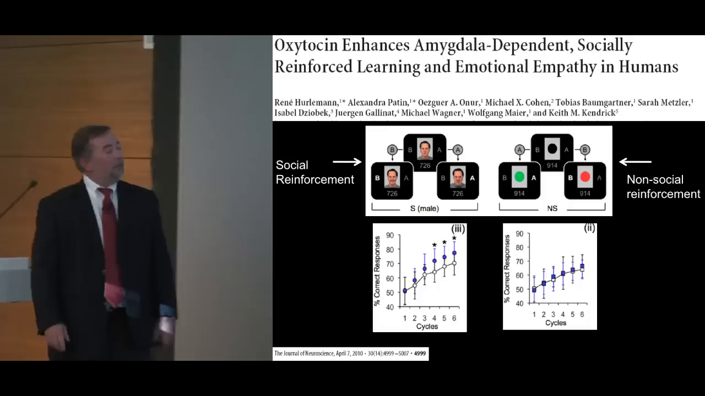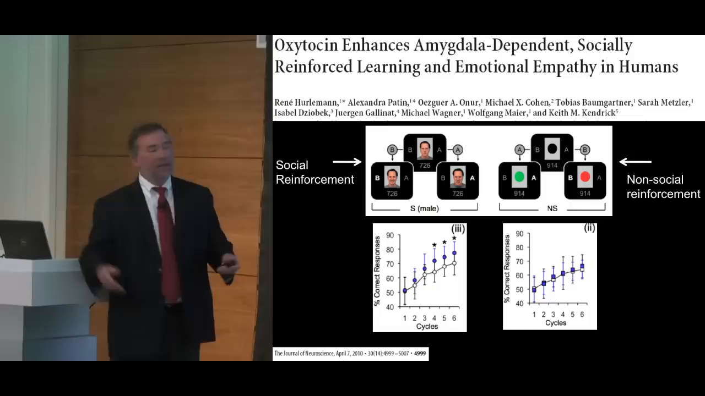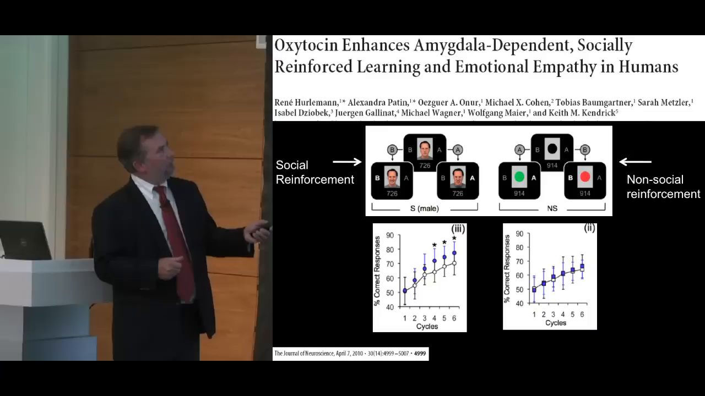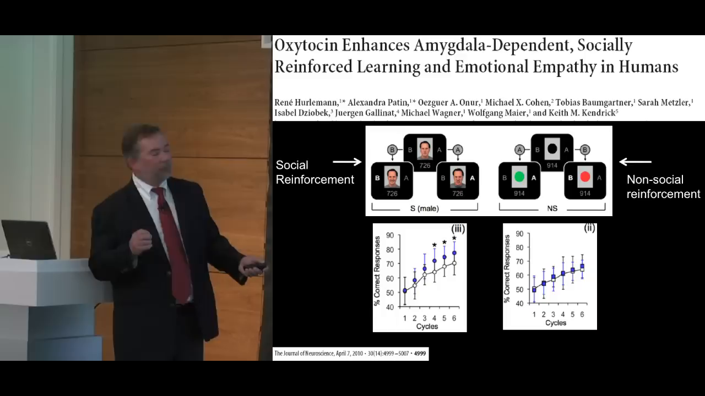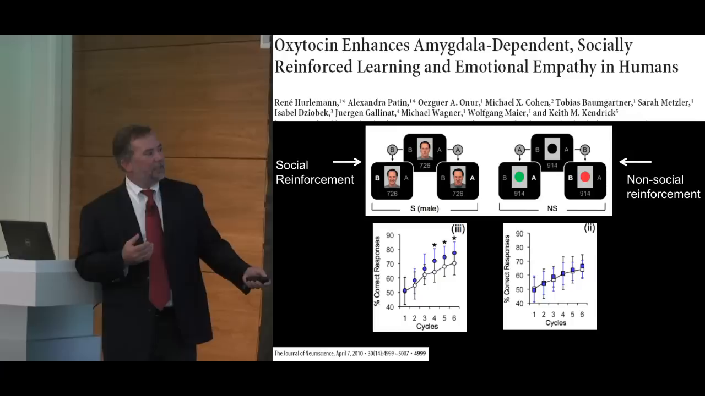But it also does something that I think is really interesting, in that it enhances socially reinforced learning. In this study, they gave people a task that they had to learn how to perform, and they had a social reinforcement group where if they got it right, they got a person smiling at them, good job, or if they got it wrong, they got a grimace. This is placebo, and this is the oxytocin group. Oxytocin actually improved the performance if the reinforcer was social in nature. If they got the exact same information, but with a green light or a red light, non-social reinforcers, it had no impact whatsoever. So it's enhancing socially reinforced learning.